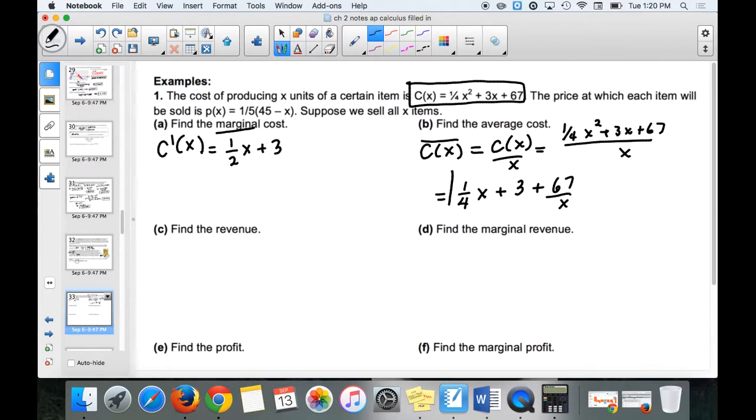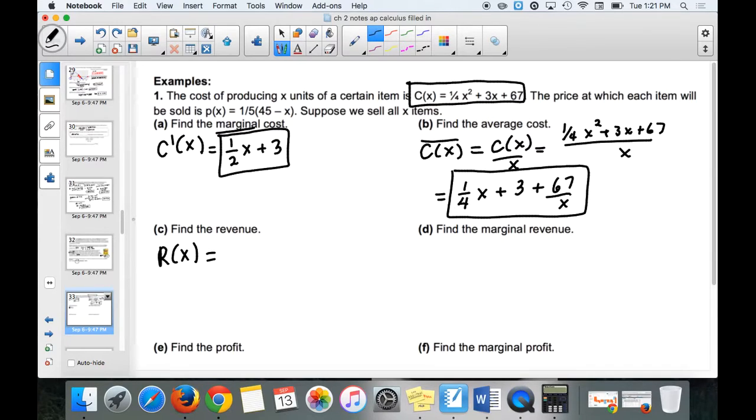Easy enough. Revenue. Revenue is the total amount of money you're taking in. Now, I didn't tell you the total revenue, right? I told you the price per item. So let's think about it. If the price per item was $10 and I sold 50 items, I'd make $500. Does that make sense? That would be my revenue.